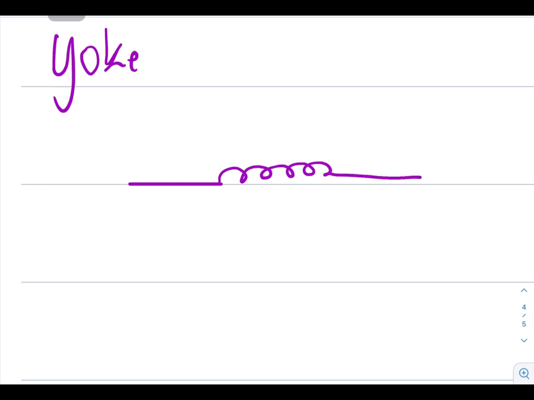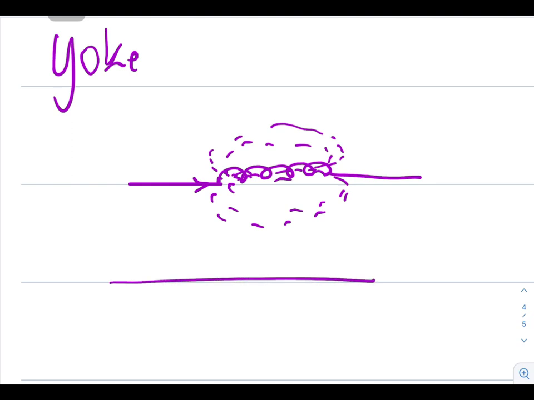If you pass a current through a field winding, and that is wound into a number of coils, it produces a magnetic field that is similar to a bar magnet because it's wrapped around in a coil. But if a wire is straight, it produces a magnetic field that is circular.